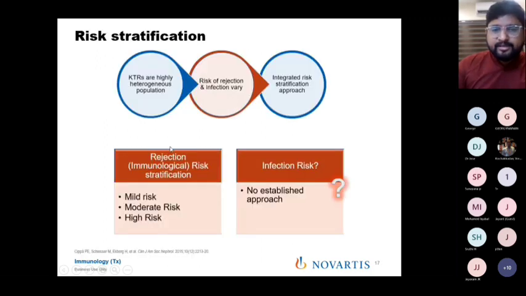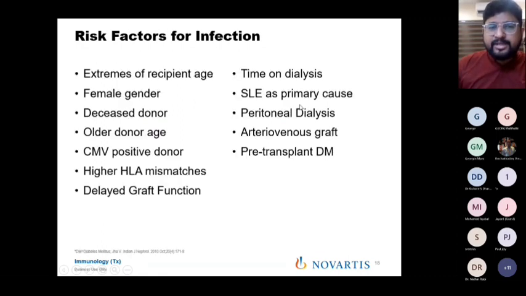Whenever there is a rejection, we look into the immunological risk stratification. We have something to look upon whether this patient was stratified as mild risk, or moderate risk or high risk, depending on various parameters. But when it comes to infection, there is no established approach to identify which category this patient will be and how we can decrease the immunosuppression to achieve that sort of immunosuppression which will not lead this patient to get any serious infection. So therefore, we need an integrated risk stratification approach where we must identify the risk factors in that individual patient.